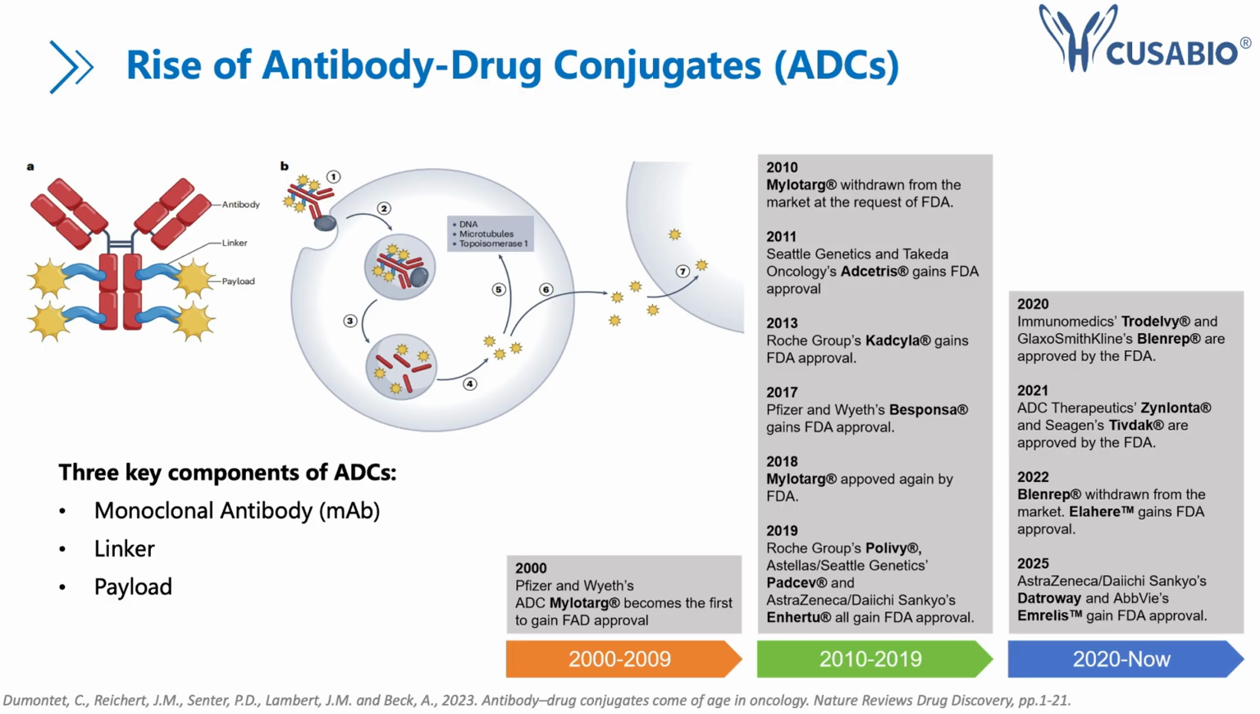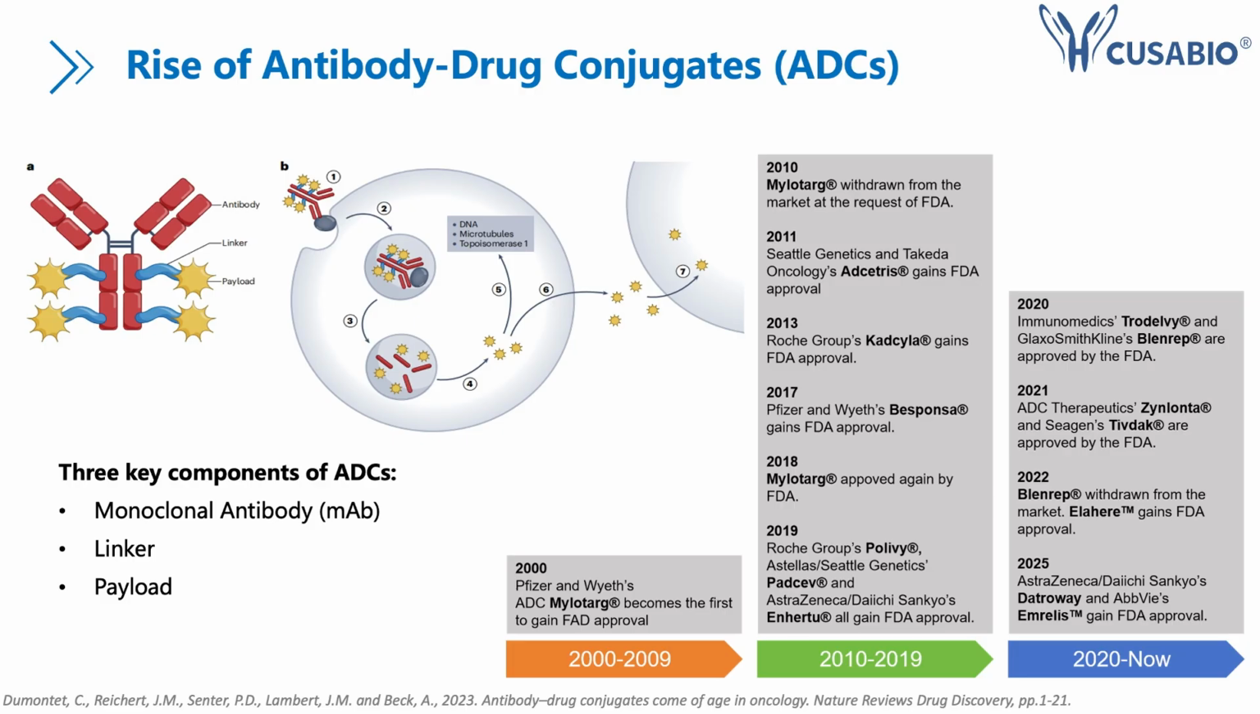After the binding, the ADC will be internalized into the cells, and the antibody portion inside the cells will be degraded, usually through lysosomal degradation. After the degradation and the cleavage of the linker, the payload will be released, and the payload will link to the target, resulting in cell apoptosis. At the same time, as you see here, part of the payload can be taken up by the neighboring cells, and this process is known as the bystander effect.